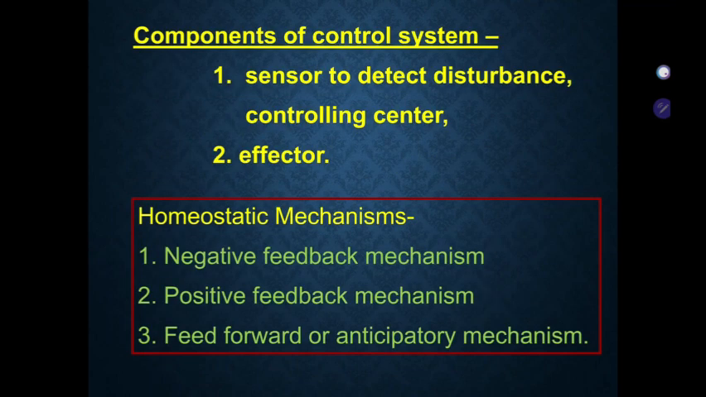What are the components of a control system? First is the sensor to detect disturbance. Second, the controlling center, and the effector. So there are three types of homeostatic mechanisms: negative feedback mechanism, positive feedback mechanism, and feed forward or anticipatory mechanism. We are going to be discussing negative and positive feedback mechanisms in detail.